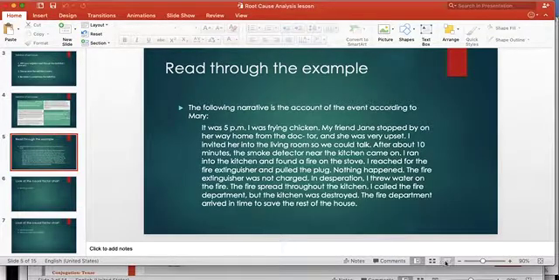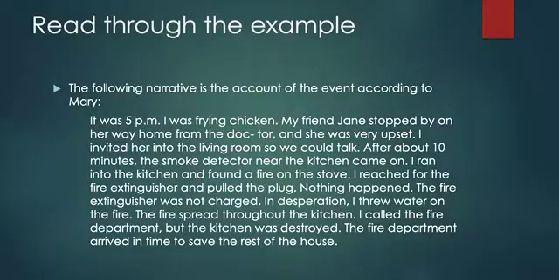So the scenario is about a fire that occurred in a woman's apartment. Here's what the fire department determined. It was 5 p.m. This is an account of the fire and how it happened. Mary is the name of the person whose apartment it is, and this is what she told the fire investigators. It was 5 p.m. I was frying chicken. My friend Jane stopped by on her way home from the doctor, and she was very upset. I invited her into the living room so we could talk. After about 10 minutes, the smoke detector near the kitchen came on. I ran into the kitchen and found a fire on the stove.